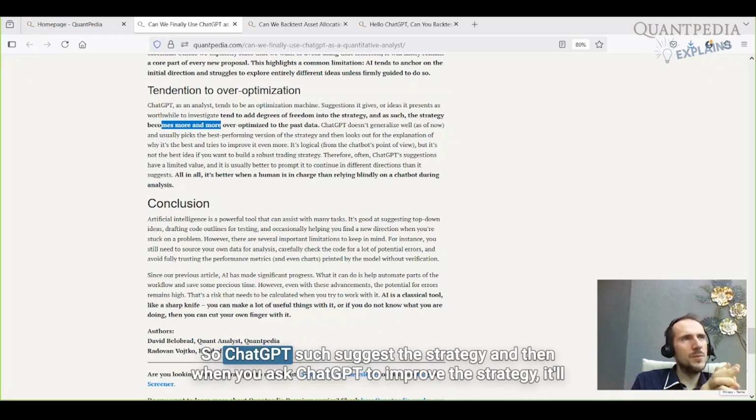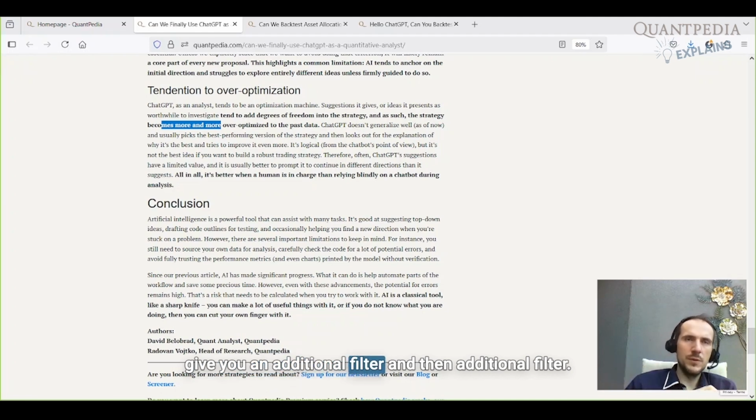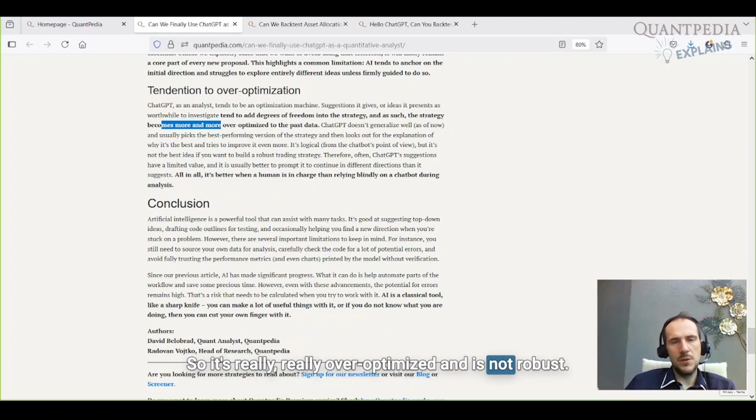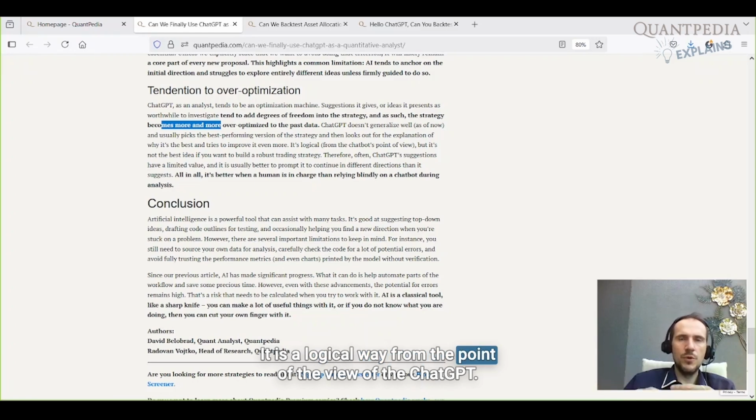How does it look? ChatGPT suggests the strategy, and then when you ask ChatGPT to improve the strategy, it will give you an additional filter, and then an additional filter. So from a simple strategy, you will get a strategy that has, I don't know, 5 different filters. So it's really over-optimized and is not robust. It's a logical way from the point of view of ChatGPT.